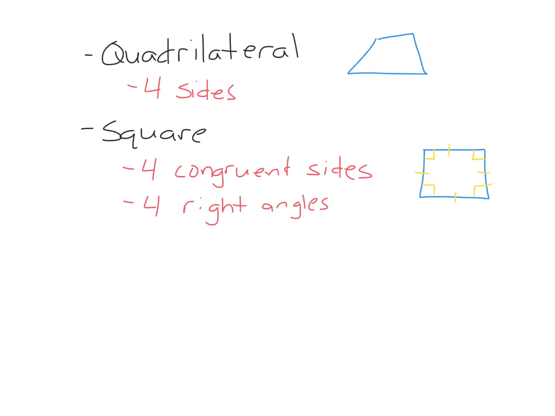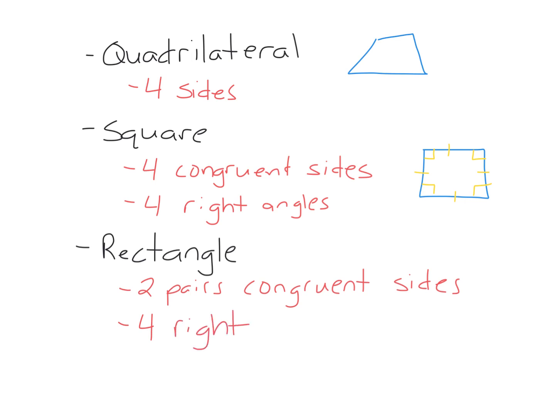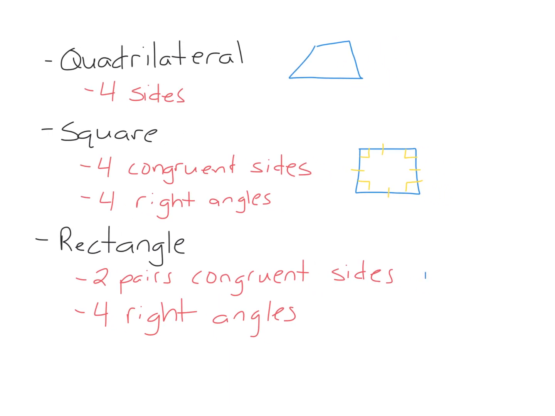Okay, what was another one? We got 2 out of the 6. Rectangle. What do we know about a rectangle? 2 pairs of equal sides. 2 pairs of congruent sides, 4 right angles. And what was the other one? 4 right, not sides, angles. So we have 2 pairs of congruent sides, and then we have 4 right angles.